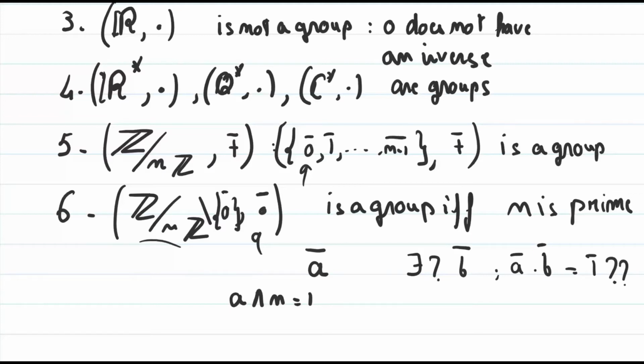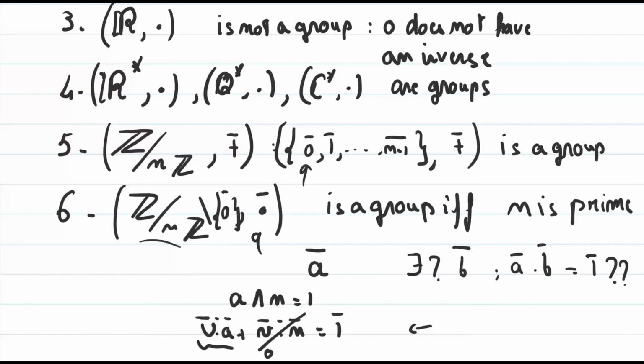By the Bezout identity, I can find integers u and v such that u times a plus v times n is 1. This equality is true for the numbers in Z. And now when I reduce it modulo n, I get this: u bar times a bar plus v bar times n bar equals 1 bar. But n bar is 0 modulo n, so this is 0. And so I have a u bar such that u bar times a bar is 1 bar.